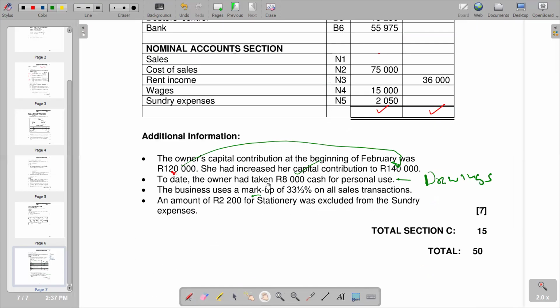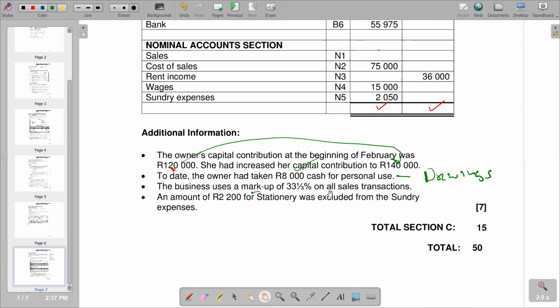So basically, that's what we have. Then go to the next additional information. The business uses a markup of 30% on all sales transactions. So the markup obviously is going to assist us to find the missing figure for sales. Remember, we don't have sales here.